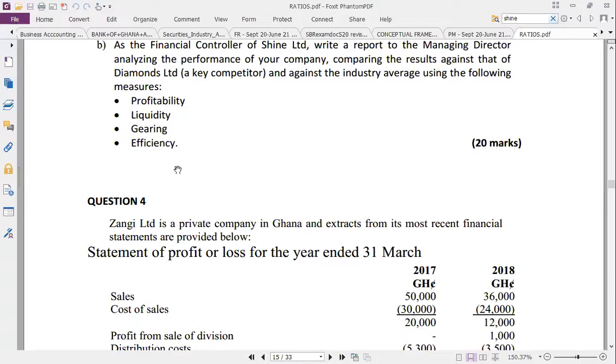The next paragraph. Operating profit margin, has it increased or decreased? You can't say increase or decrease. So who is doing what? In terms of operating profit margin, Shine is doing better than Diamond, in that order. Then you have some reasons. So write all these reports for me nicely. Don't forget the commentary. Then we are done for the day.